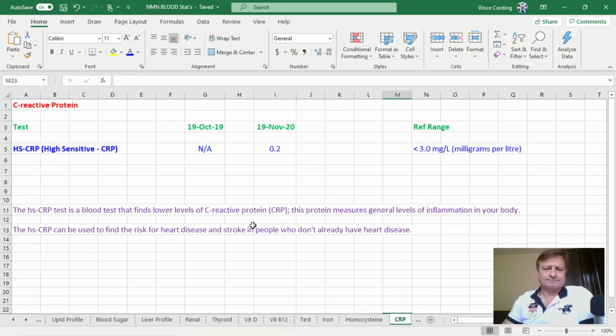CRP, if you get a high CRP number, this relates to high inflammation in the body, and it can be used to find people at risk of heart disease or stroke. So LDL levels are high. People say that you're more chance to get heart disease. My LDL level is high. But if you compare it to this one, which could be less than 3, and mine is 0.2, that indicates that I'm not at risk for heart disease or stroke. So happy with that.